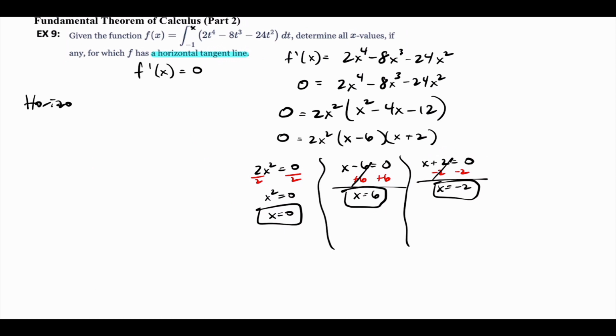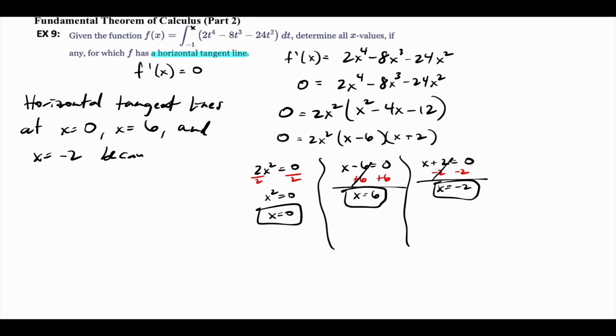Horizontal tangent lines at x equals 0, x equals 6, and x equals -2, because f prime of x equals 0. Okay? I want you to do number 10 now. Do number 10 right below it.